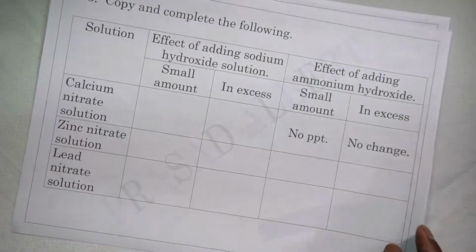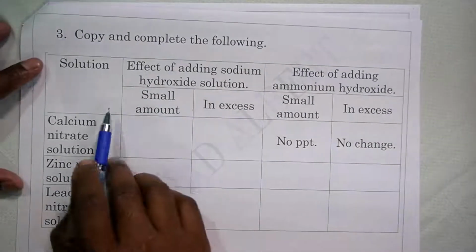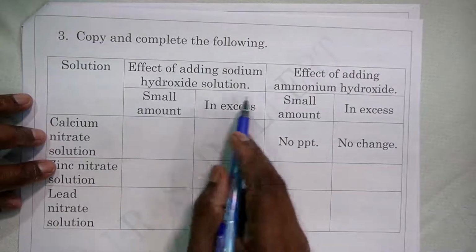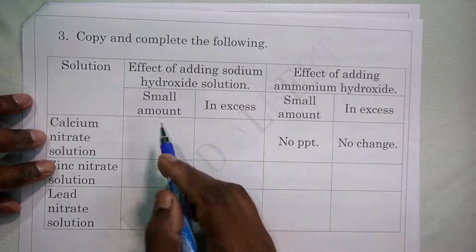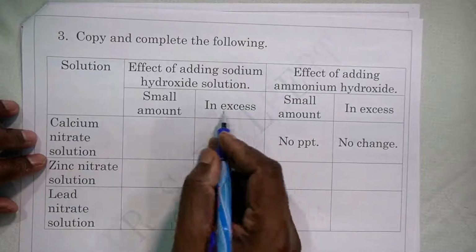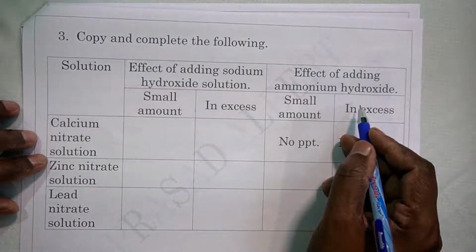Now how do you complete this table? Copy and complete the table. Another type of question. The various solutions are here. Then the effect of adding sodium hydroxide, effect of adding ammonium hydroxide. We have discussed these things already. Small quantities, in excess. Okay. Calcium nitrate. The test is only identifying the alkalis added, so the cation is being tested here.